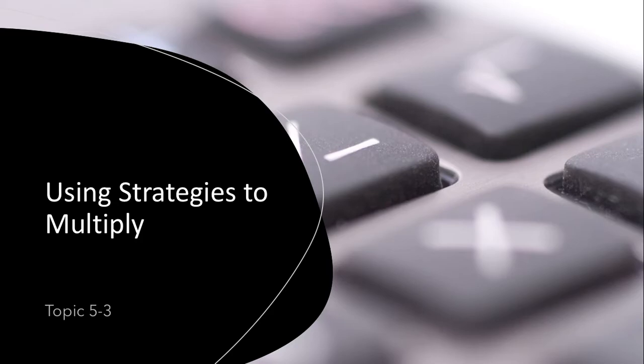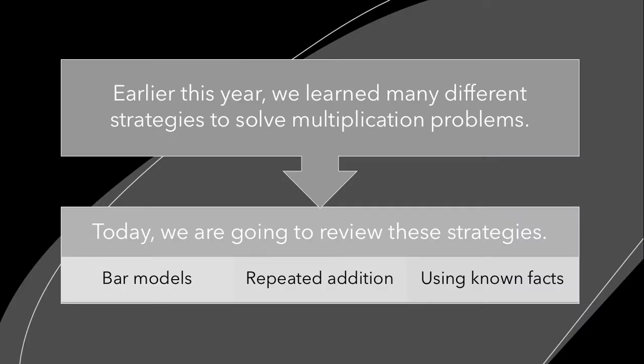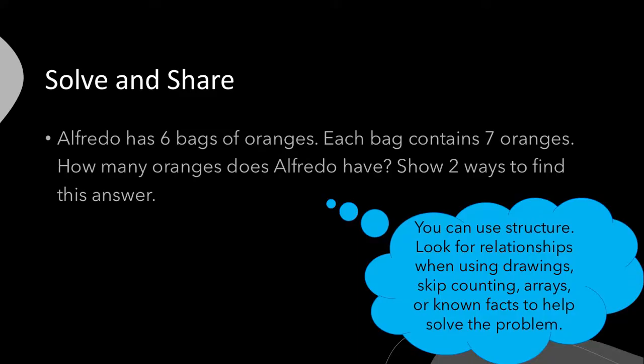This is topic 5.3. Our essential question is, how can I use different strategies to solve multiplication problems? Earlier this year, we learned many different strategies to multiply. Today, we are going to review these strategies. We're going to look at the bar model, repeated addition, and using known factors.